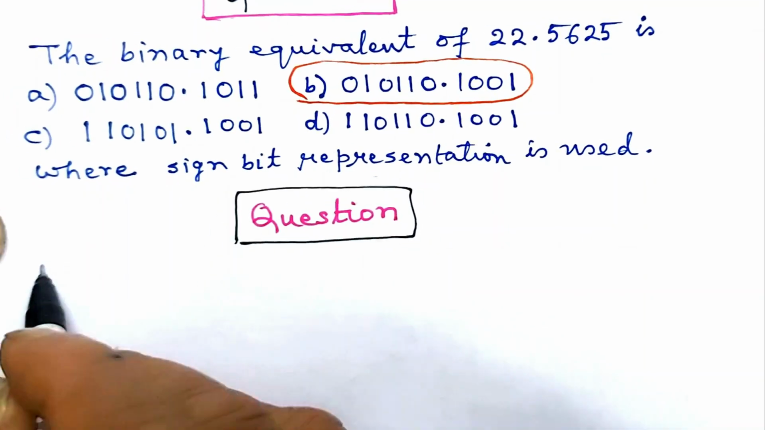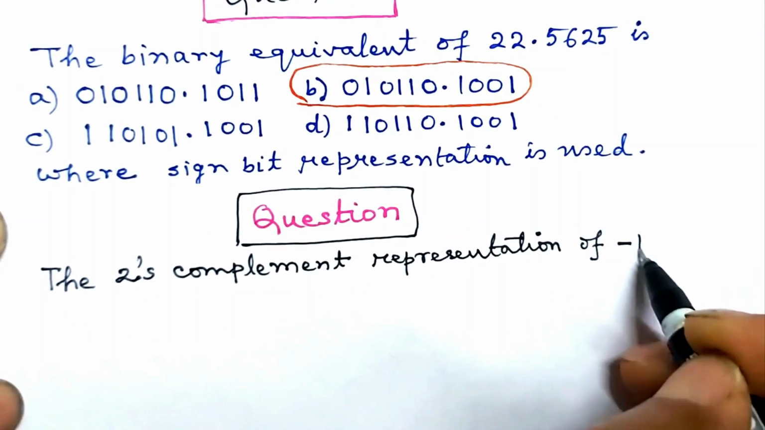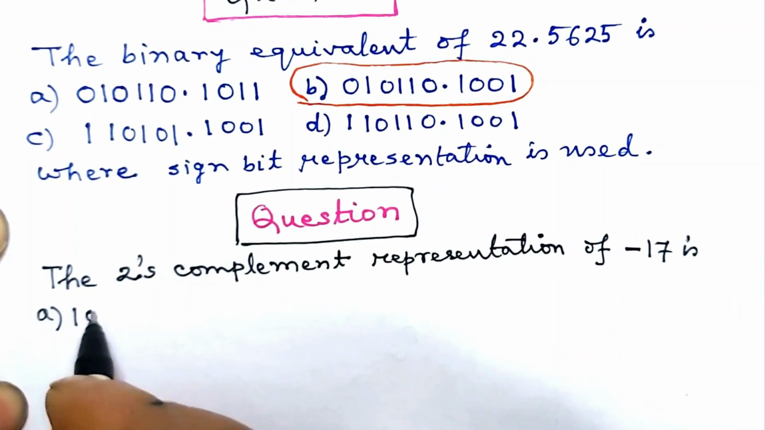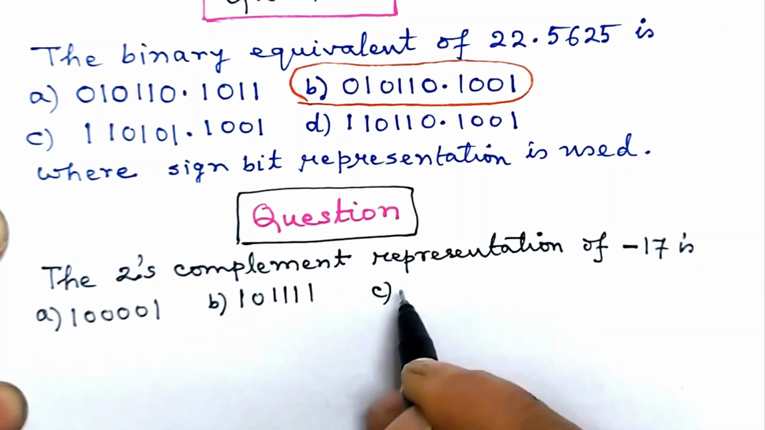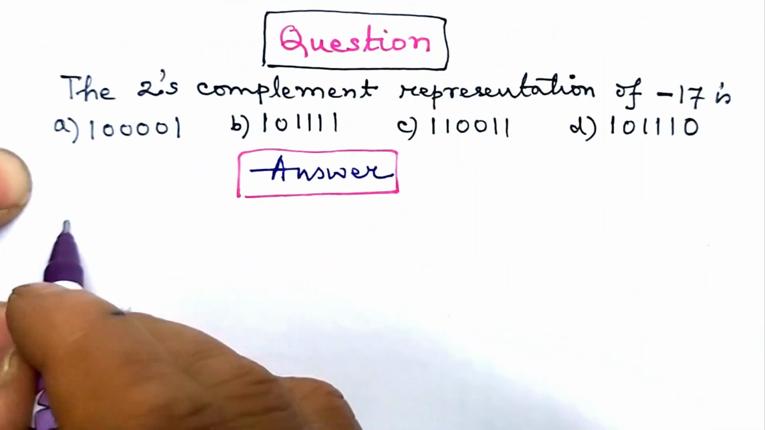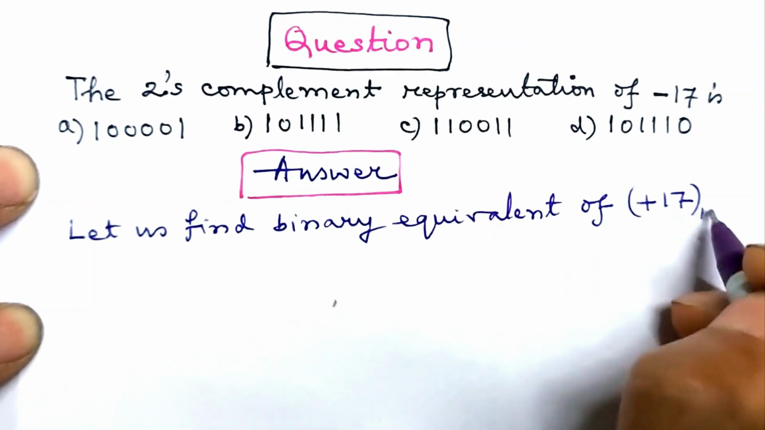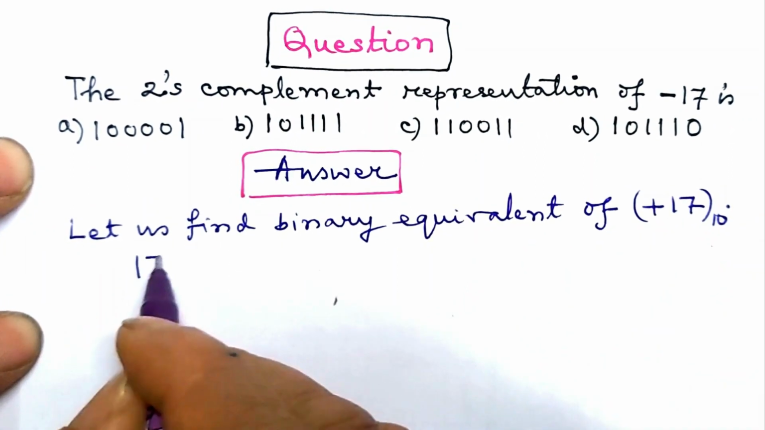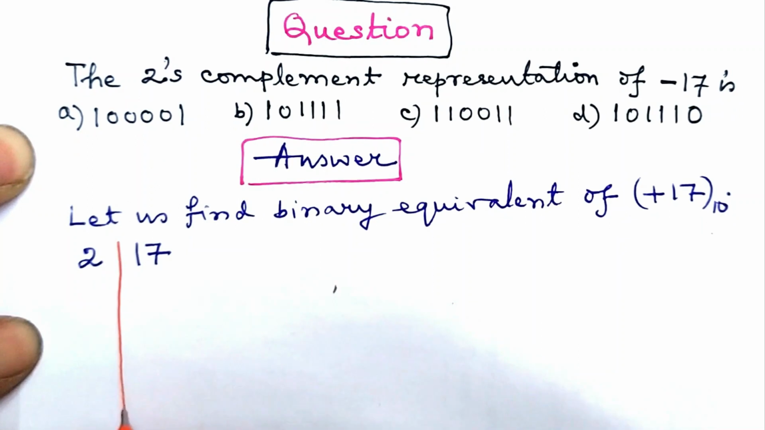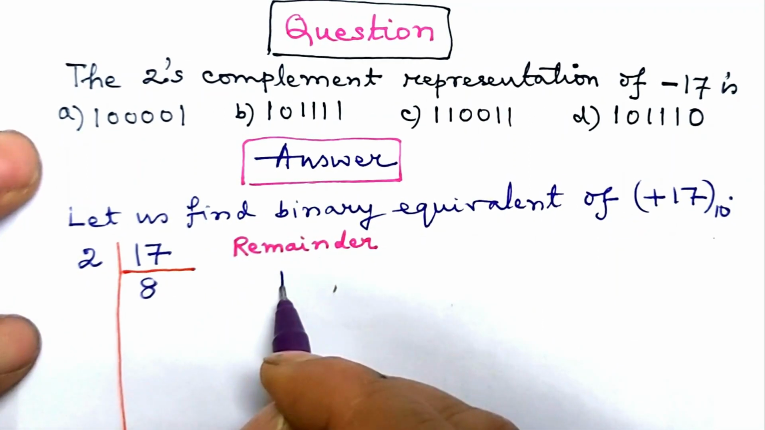Next question. The 2's complement representation of -17 is option A, option B, option C, option D. The answer. Let us find binary equivalent of +17 base is 10. Divide 17 by 2. Quotient is 8 and remainder is 1.